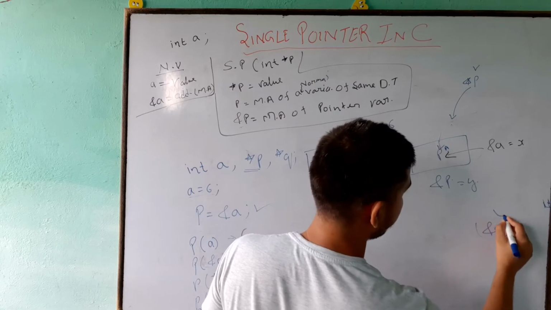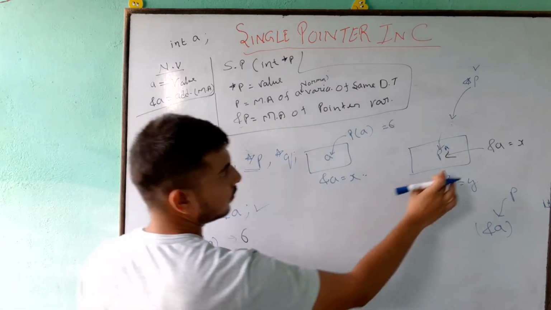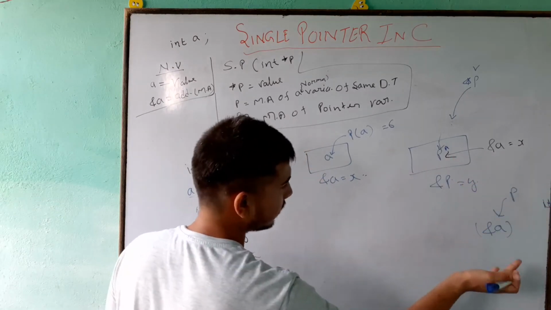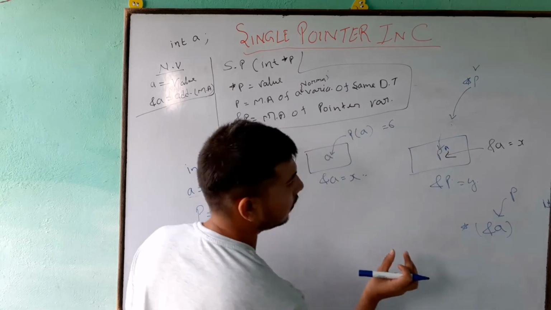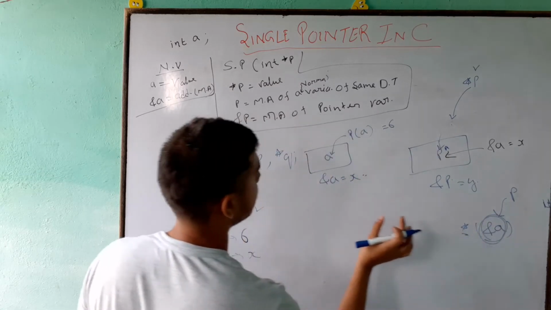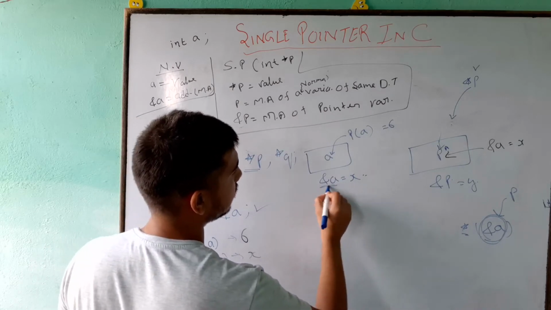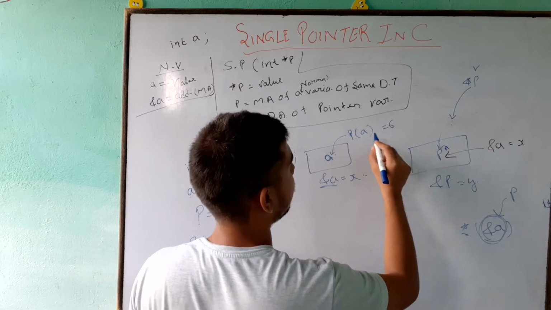This is p, right? Right now p equals &a, or x, whatever you call it. And if I write an asterisk, what does that mean? The value present at this address. Now what is the value present at this address? This address is holding a. What is printf of a? printf of a is 6.